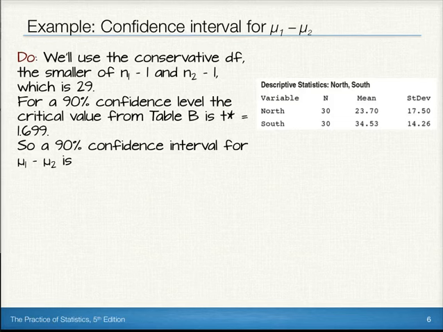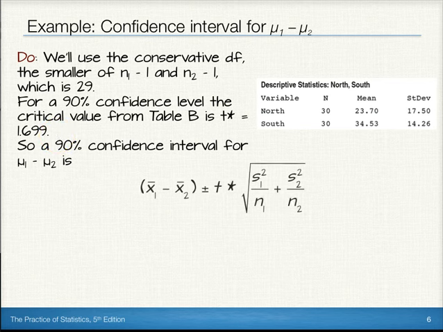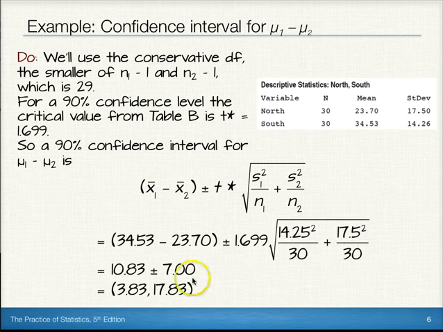We'll use the more conservative degrees of freedom, the smaller of n1 minus 1 and n2 minus 1, or in this case 29. For a 90% confidence level, the critical value from Table B for 29 degrees of freedom would be t star equals 1.699. So, a 90% confidence interval for the difference in our means will be the difference in the sample means, plus and minus our critical t times the standard error of the difference of those means. 34.53 minus 23.70 from our output, plus or minus 1.699 times the standard error. We have 10.83 plus and minus 7 for a confidence interval from 3.83 to 17.83.